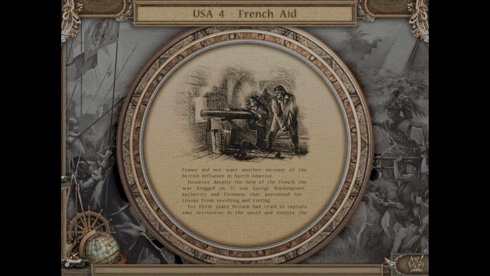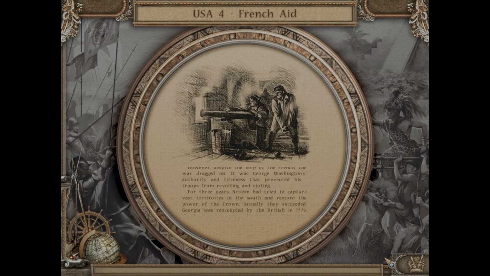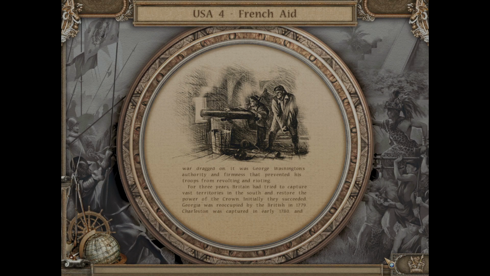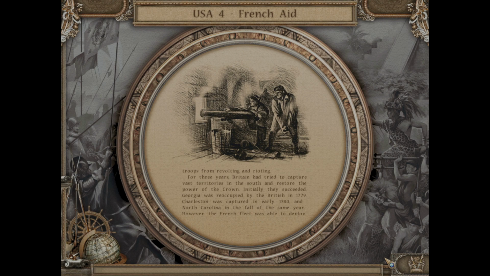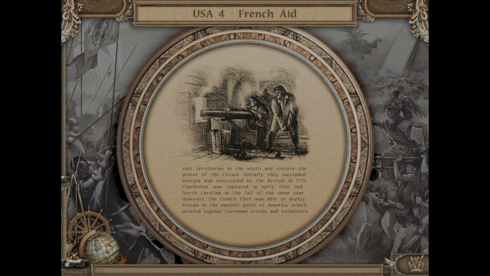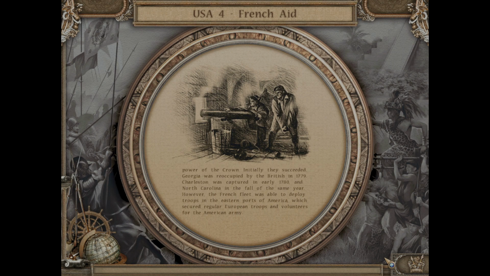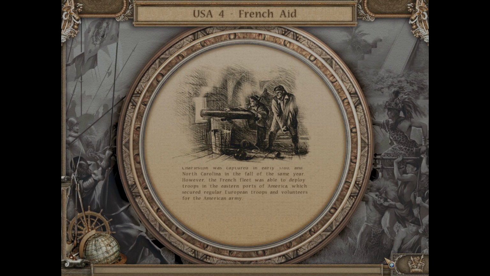It was George Washington's authority and firmness that prevented his troops from revolting and rioting. For 3 years, Britain had tried to capture vast territories in the South and restore the power of the Crown. Initially, they succeeded. Georgia was reoccupied by the British in 1779. Charleston was captured in early 1780, and North Carolina in the fall of the same year. However, the French fleet was able to deploy troops in the eastern ports of America, which secured regular European troops and volunteers for the American Army.